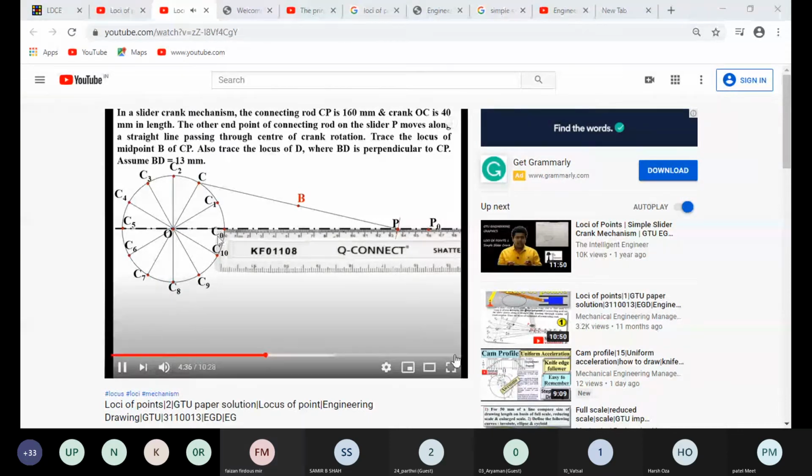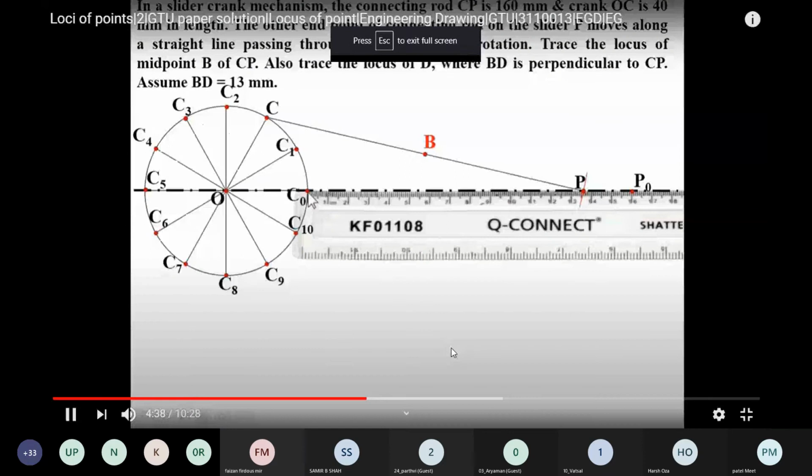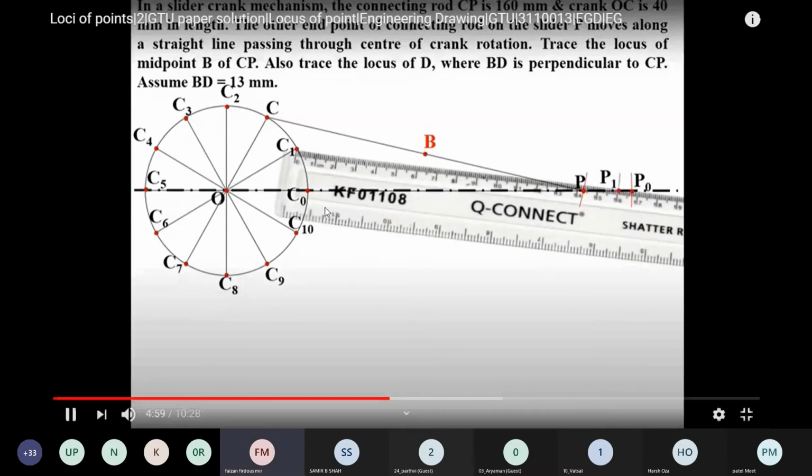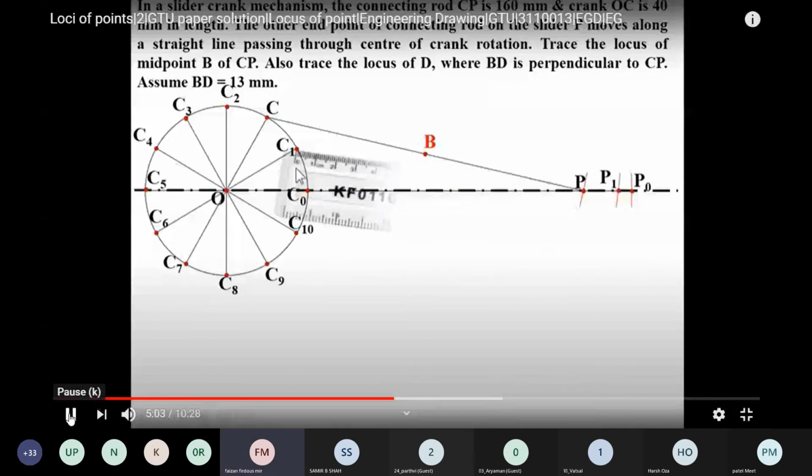Okay, so we are getting the point. Take the dimension. First dimension is from C0 to CP. That dimension is constant for C0, C1, C2, C3, C4 up to C10. If we consider 12 points, then the dimension of the CP connecting rod is constant for each and every CP. Okay, so this is the center C0.